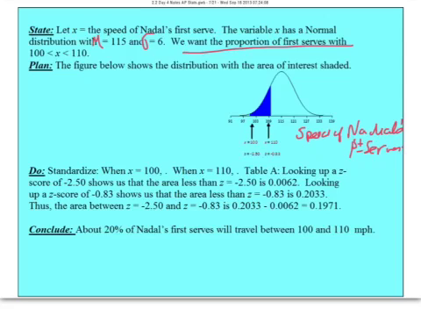To do, we're going to standardize, so when x is 100 and when x is 110. And then we're going to show the work of getting the z-scores that we need. Then we're going to use table A and look up our z-scores. And then, as we said here, we're going to subtract the two z-scores and get what we need. We can conclude by saying about 20% of Nadal's first serves will travel between 100 and 110 miles an hour. This is a great way of putting the answer in context.